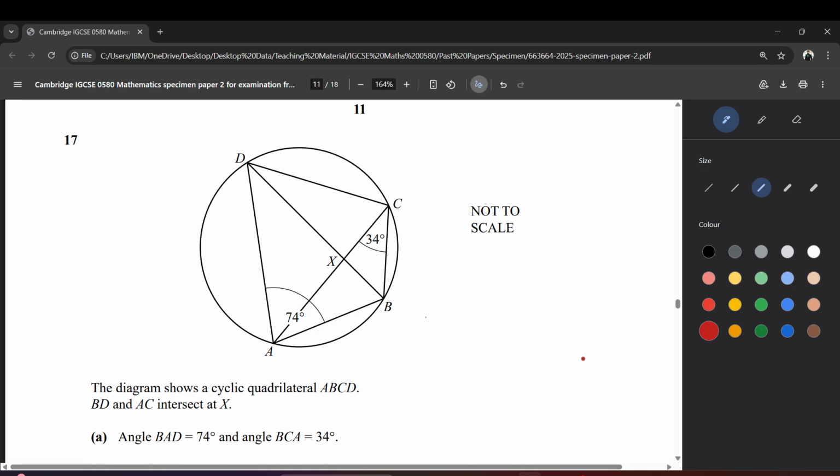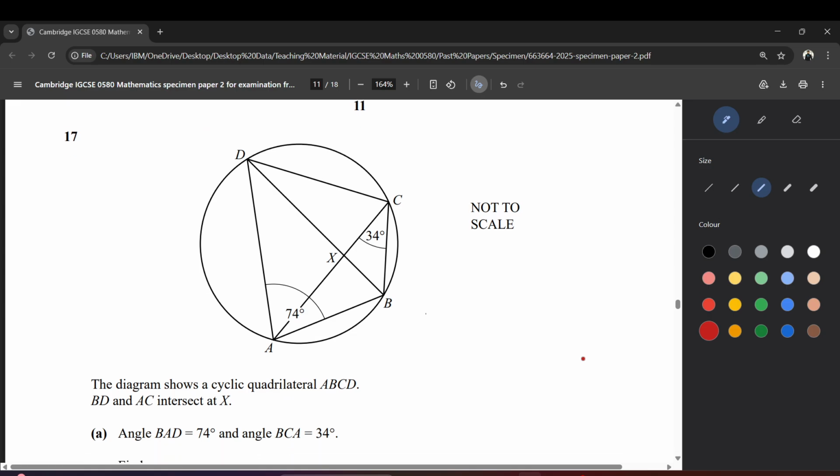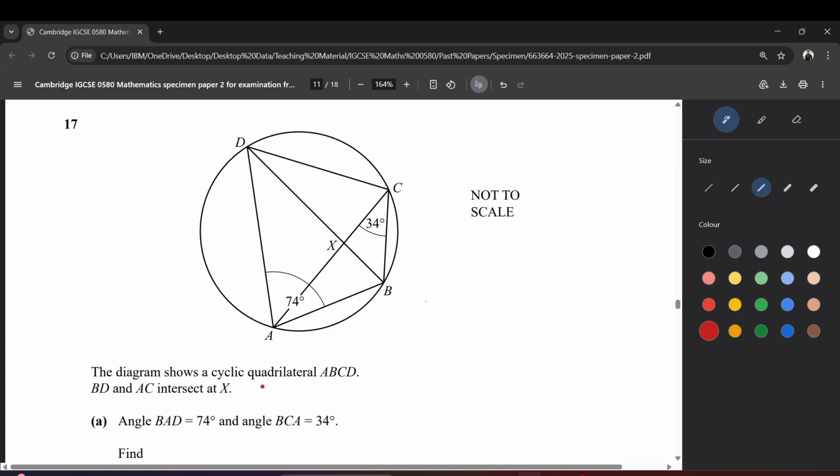All right. Question number 17. The diagram shows a cyclic quadrilateral ABCD. BD and AC intersect at X. Because the question is about a cyclic quadrilateral, immediately one of the properties of a cyclic quadrilateral should pop up in your mind, which is that the opposite angles are supplementary. So what do we mean by that? The opposite angles add up to 180 degrees.